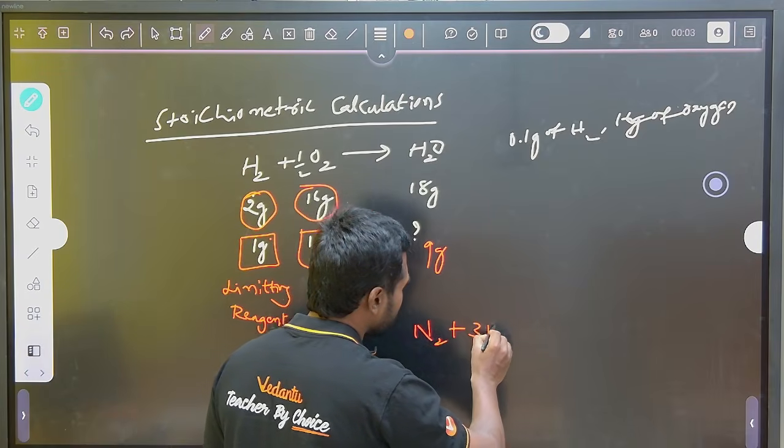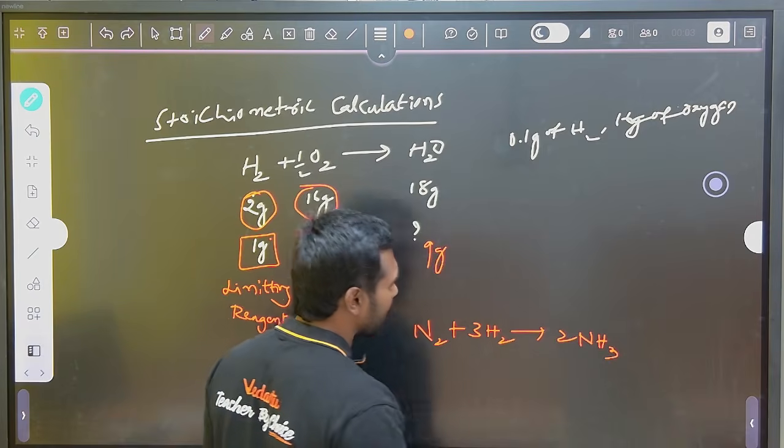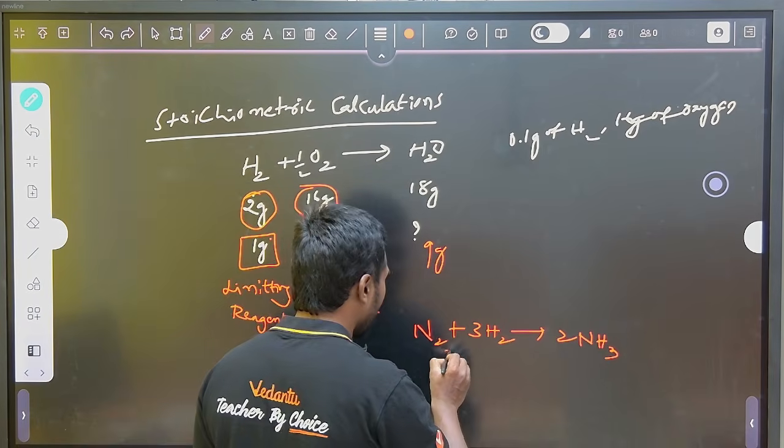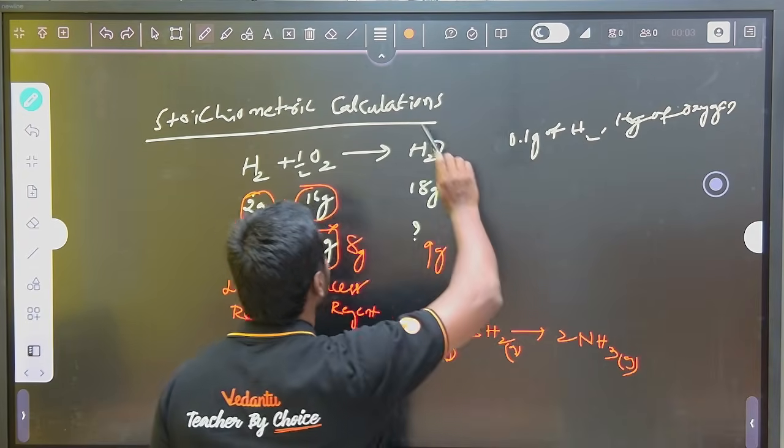N2 plus 3H2 gives 2NH3. This is the balanced chemical equation for the preparation of ammonia. Here all are gases: this is gas, this is also gas, this is also gas. Now apply Gay-Lussac's law of gaseous volumes.